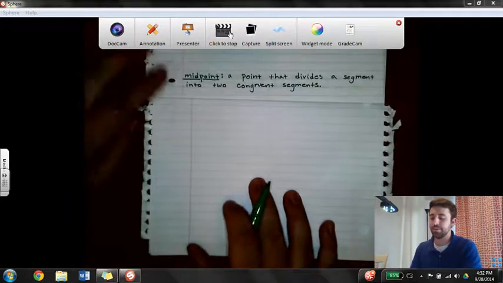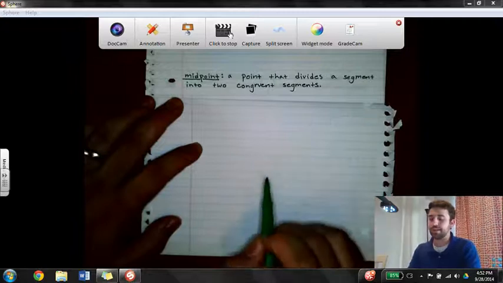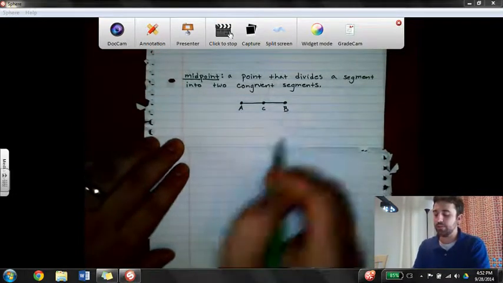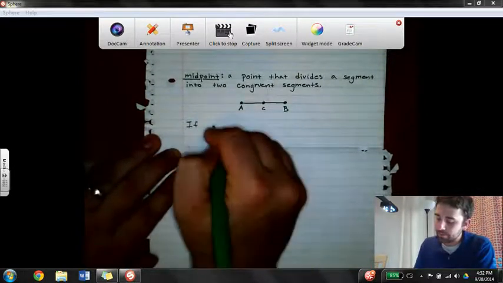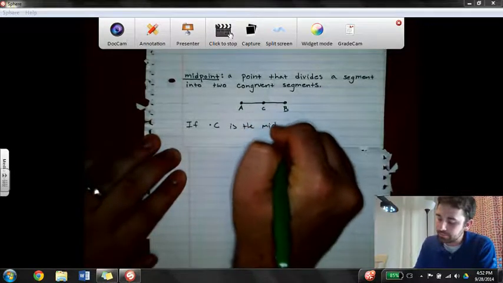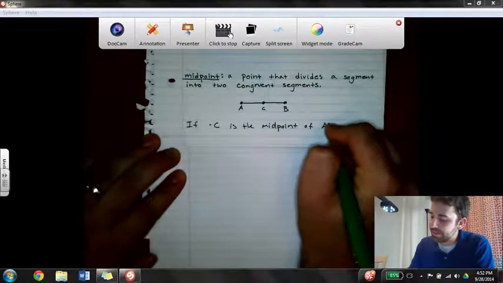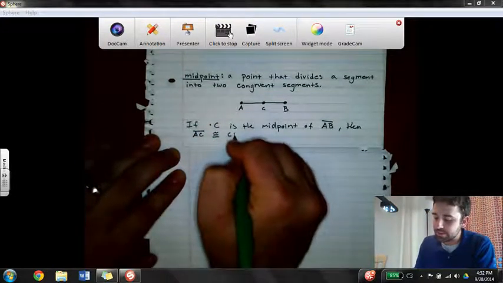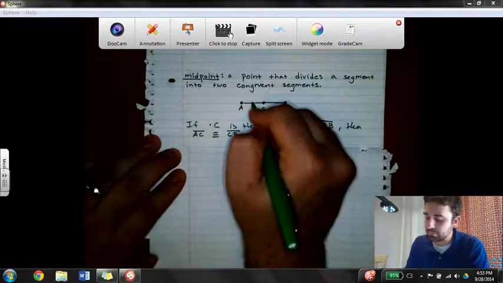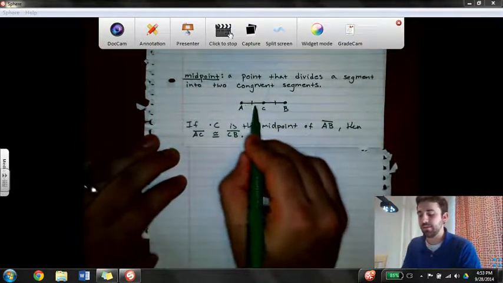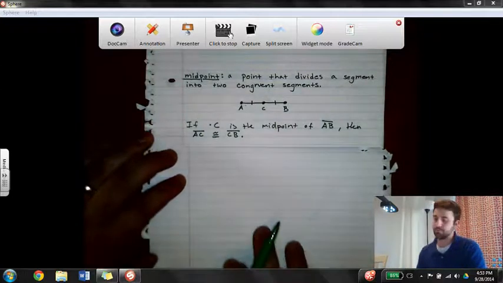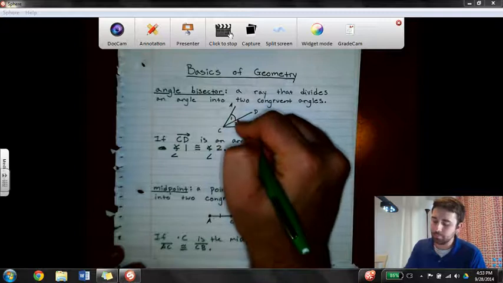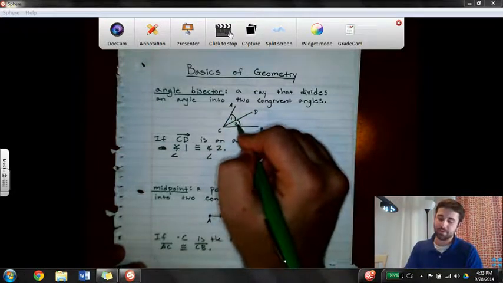The next term is the midpoint, a point that divides a segment into two congruent segments. So, given my line segment AB, if point C is the midpoint of segment AB, then segment AC is congruent to segment CB. And we can mark that in our drawing using a tick mark to show this length is congruent to this length. Going back to the angle bisector, we can mark these angles congruent by using a 1 arc to show that angle 1 is congruent to angle 2.